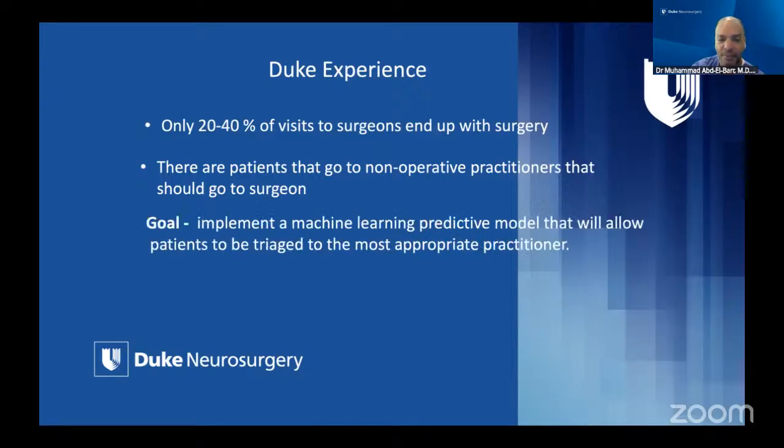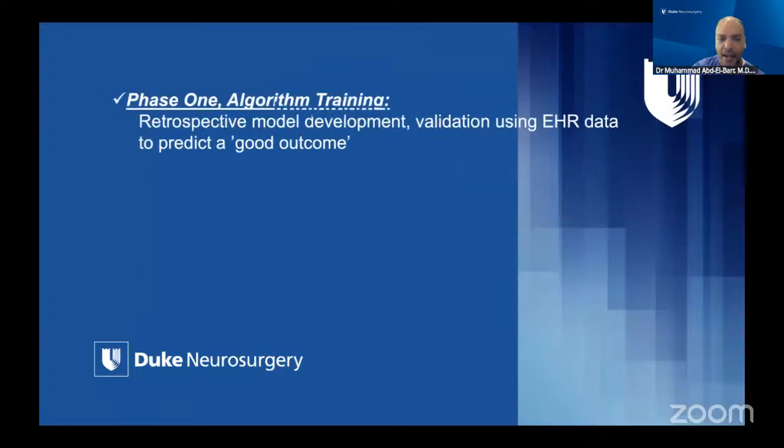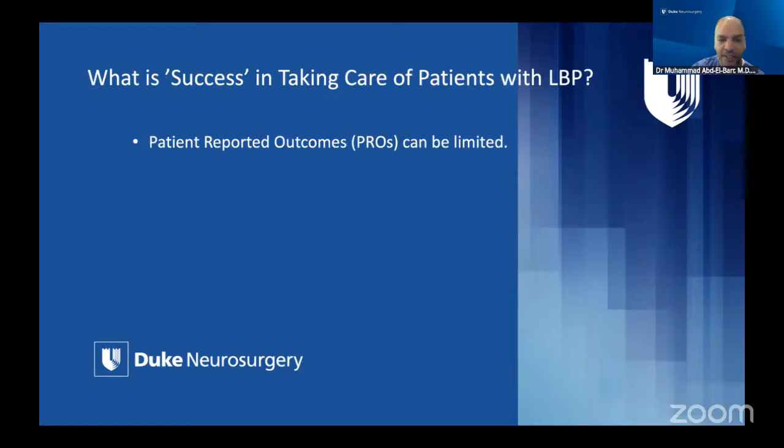So we were trying to implement a machine learning predictive model that will hopefully triage patients to the most appropriate practitioner. First of all, we looked at algorithm training, and one of the things we really struggled with is how to define success. If we consider patient-reported outcomes only, that could be limited. Because if Mrs. Jones comes to my office with a grade 2 spondylolisthesis, and I just give her 100 milligrams of morphine every day, her patient-reported outcome might be very high. She might say Dr. Abdul-Bar is a great doctor, but that's not the best thing for this patient.